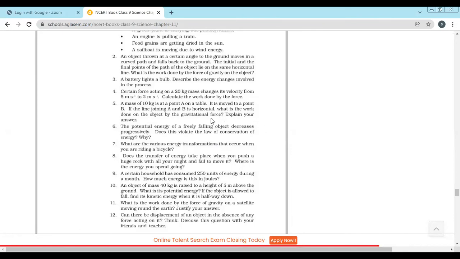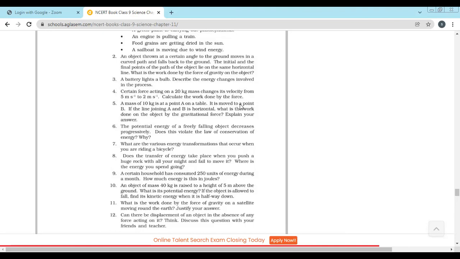Eight, does the transfer of energy take place when you push a huge rock with all your might and fail to move it? Where is the energy you spend going? Yes, Gurshan, would you like to answer? Yes, ma'am. Energy transfer does not take place as no displacement takes place in the direction of applied force. The energy spent is used to overcome the inertia of rest of the rock.